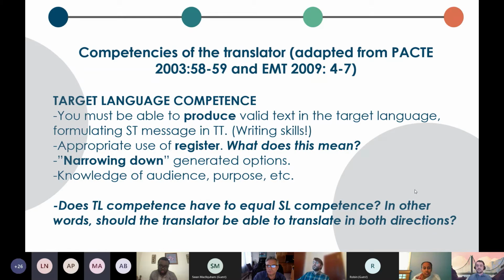This is an interesting question that I wanted to ask. Do you think that target language competence has to be exactly equal to your source language competence? Saying that in other words, should the translator be able to translate in both directions? I'm going to say no on this one because I know for certain that I would not be able to translate into French. Whether it be my confidence or just knowing that I wouldn't be able to get it accurate.